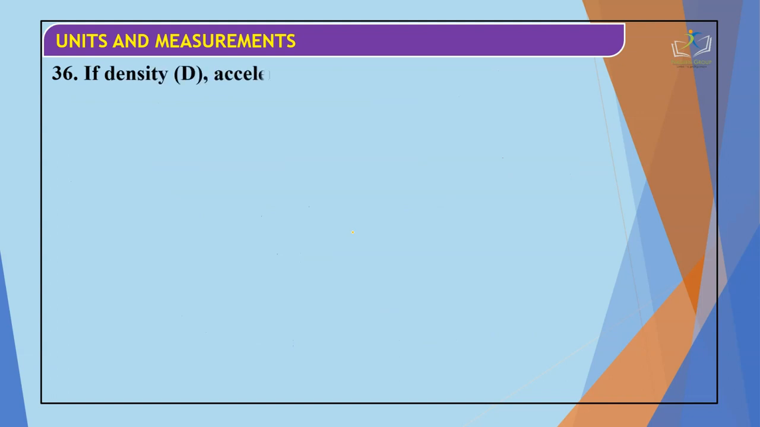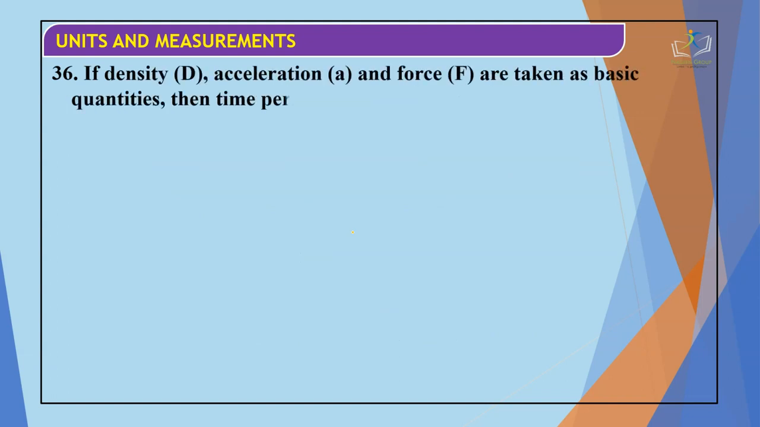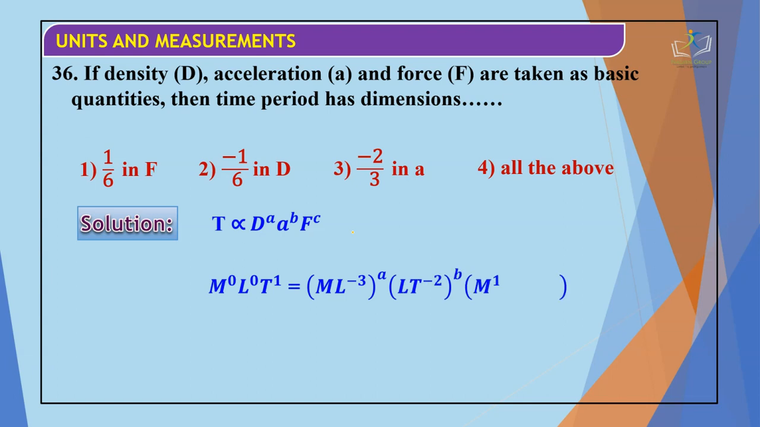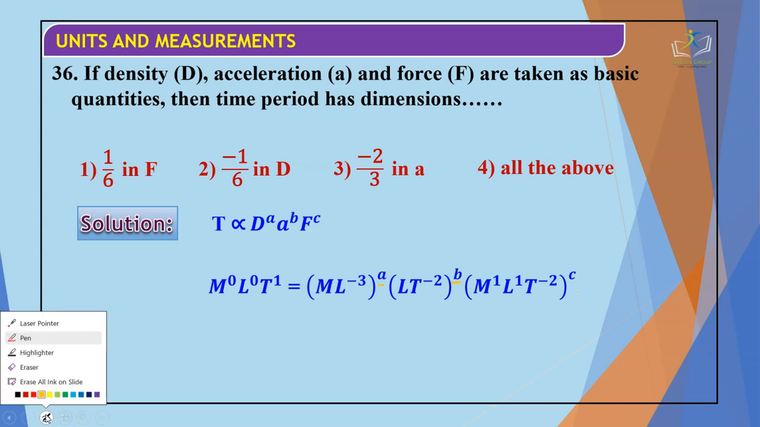Next question we have: if density D, acceleration A, and force F are taken as basic quantities, then the time period has the dimensions 1 by 6 in F, minus 1 by 6 in D, minus 2 by 3 in A, or all of the above. So let's see the solution. T is directly proportional to D to the power a, A to the power b, and F to the power c. Putting in all these dimensions with their powers, M0 L0 T1 is equal to M L minus 3 to the power a, L T minus 2 to the power b, and M L T minus 2 to the power c.